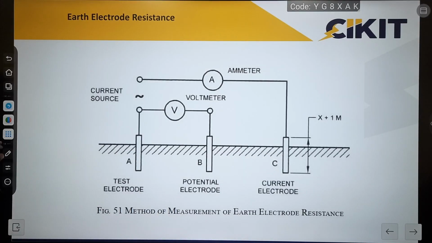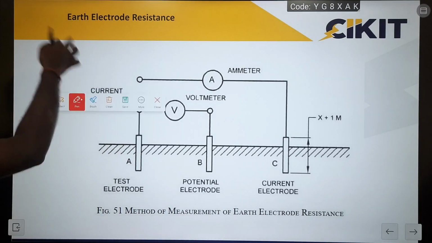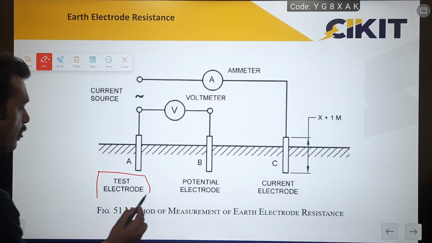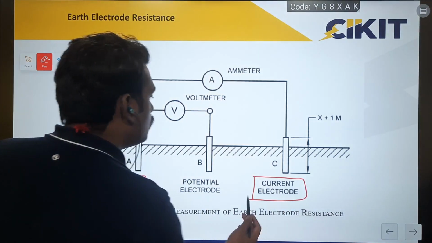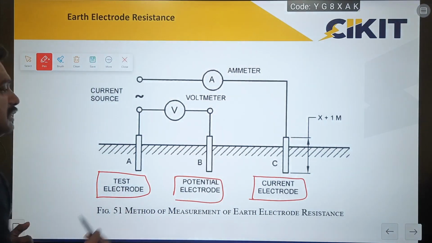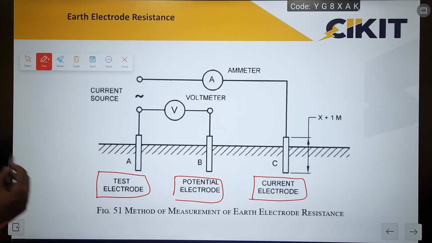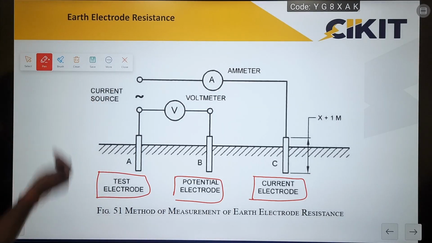Earth electrode resistance measurement. The standard has provided a method called Werner's method for measuring the earth electrode resistance. In this method, we inject a current between two earth electrodes, that is, the test electrode and the current electrode. Between these two we inject a current, and the voltage between the potential electrode and the test electrode is measured using a voltmeter. The ratio of the voltmeter reading and the current meter reading gives the resistance. This is how we measure the earth electrode resistance.